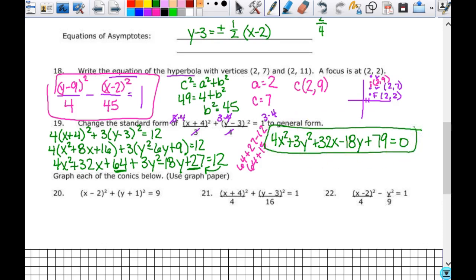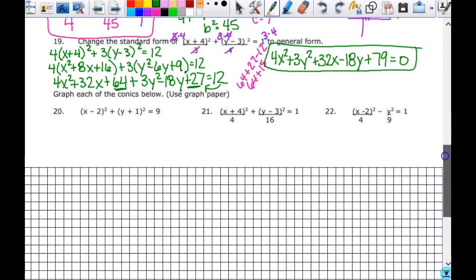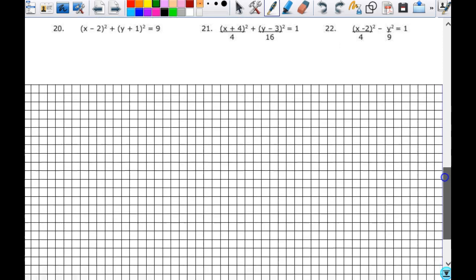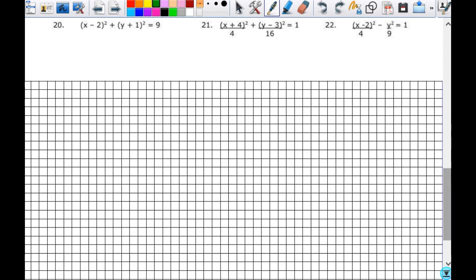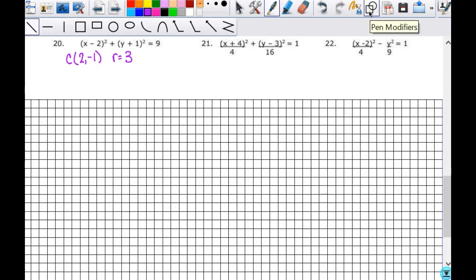It's the opposite of completing the square. You're just undoing it. All right, so now we're going to graph each one of these. It says to use graph paper. So, all right, let's see, I have graph paper here. So this first thing, you want to know what the thing is that you're graphing first of all, and this looks to be a circle. So to graph my circle, I need a center, which in this case would be 2, negative 1, and the radius, which is 3. And that's really all I need. So I'm going to draw in an x and y axis here.